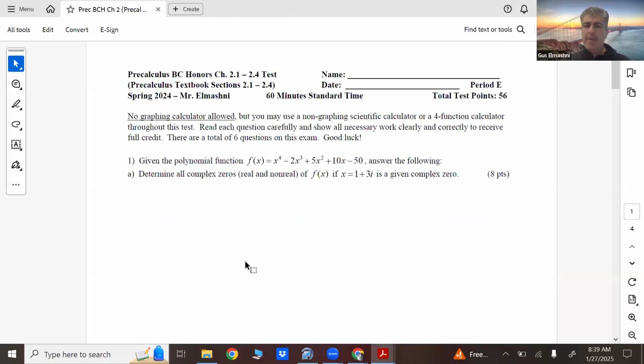The test from last year looks like this. For the most part, I'll keep it pretty close. To be honest, I'll copy and paste and change some things around. I'll give you a polynomial, I'll give you a zero, and I want you to break it down. No graphing calculators allowed, but you may use a scientific calculator or a four-function calculator. That's totally fine. The main reason is that there's a lot of graphing, so I don't want a graphing calculator.